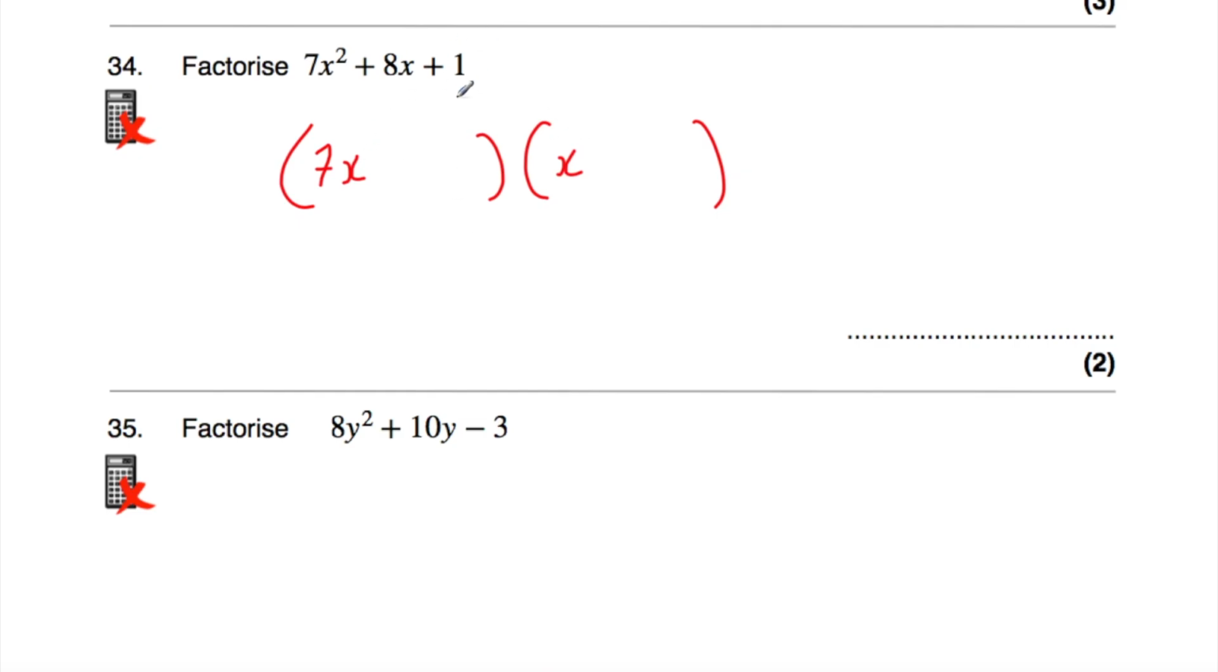And actually, the two numbers are going to times together to be 1, and because they add together whenever we expand our brackets to be 8x, it's just going to be plus 1 and plus 1. And let's just check that. 7x times x is 7x squared. 7x times 1 is 7x, plus another x would be 8x, and then we've got our plus 1 on the end. So that's it. So 7x plus 1, and then in brackets, x plus 1. And that's it.